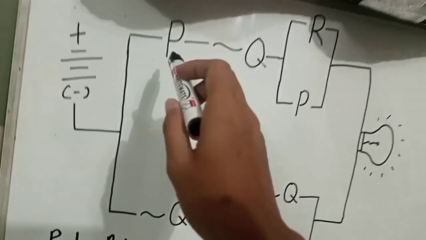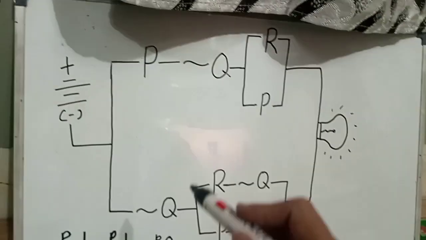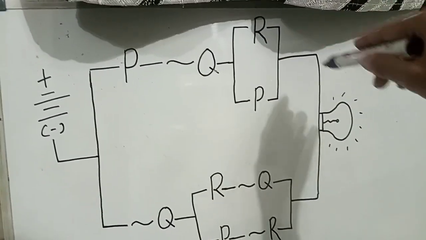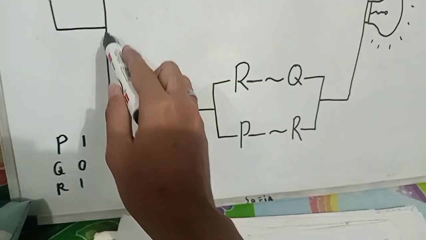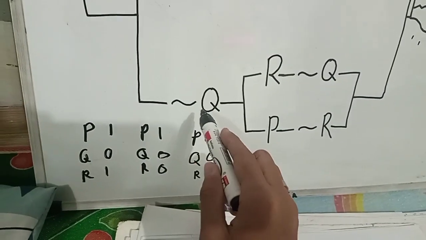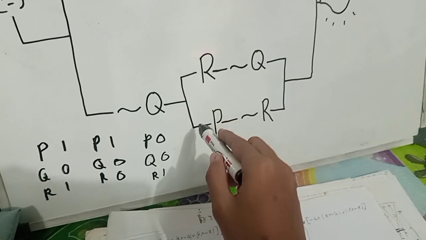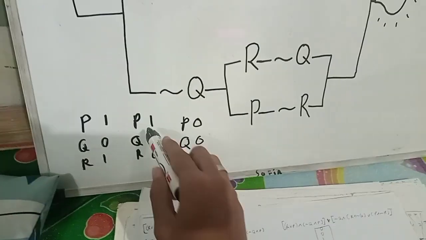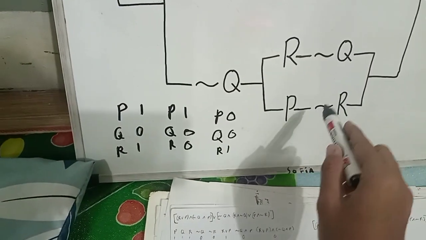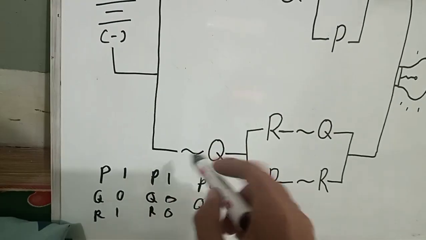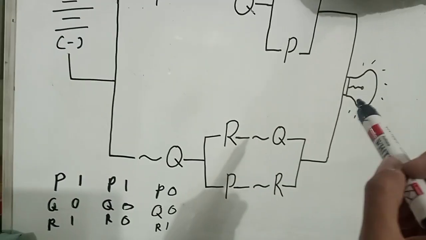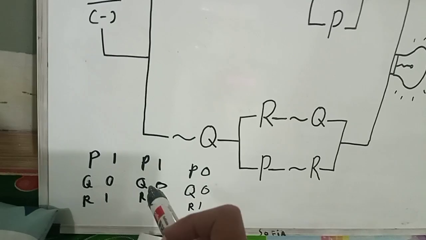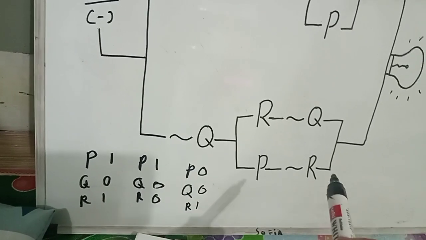Next scenario is when P is on, Q is off, and R is off. Q is off, so its negation will be on, R is off. The electricity won't go here, so let's assume that the electricity runs here. Q is off, so negation of Q is on, R is off, so it won't go over here. But it can go here since P is on and R is off. That's why the negation of R is on, so that the electricity can travel over here to go to the light, since negation of Q is on, P is on, and negation of R is on since R is off.